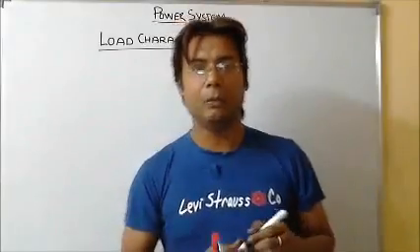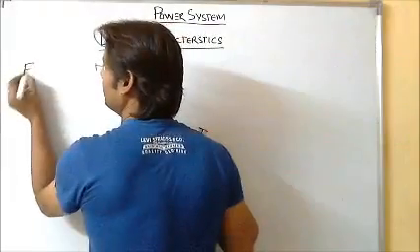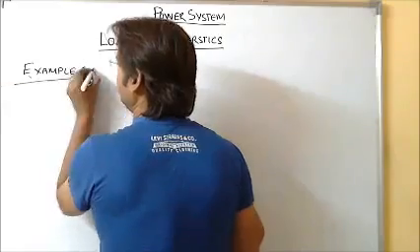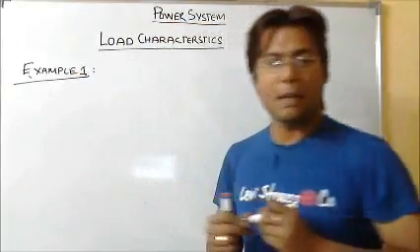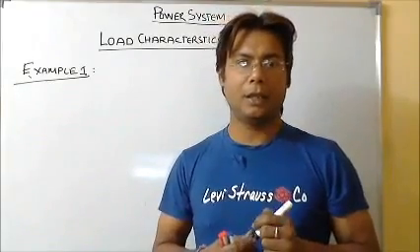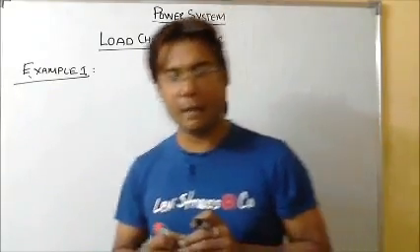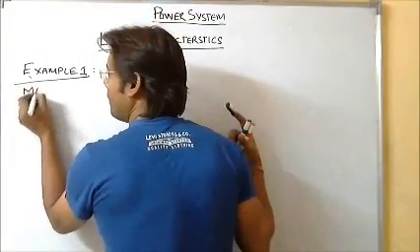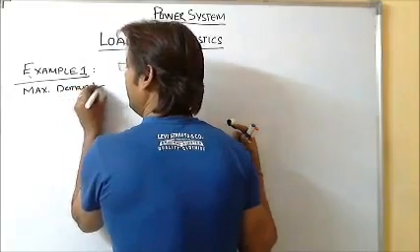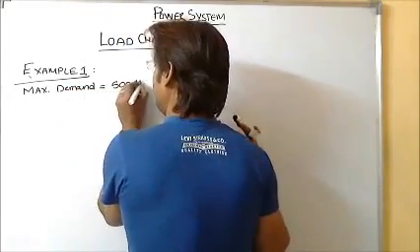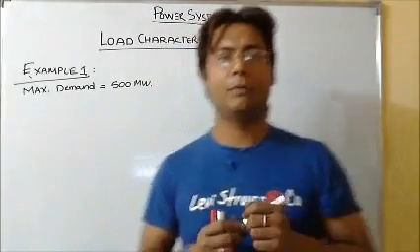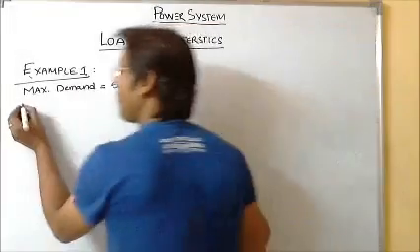Now coming to example 1. Example 1 says that there is a maximum demand on a system of 500 megawatt. So on a system the maximum demand is equal to 500 megawatt, and the minimum demand on the same system for a year is 400 megawatt.